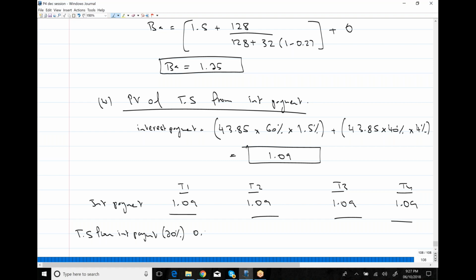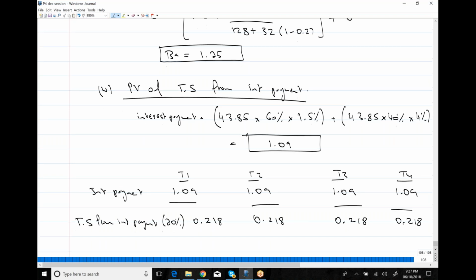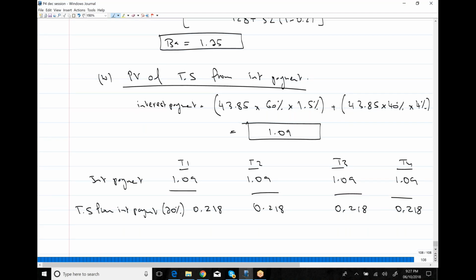This is 0.218. Okay, so this is your tax savings from interest payment, 0.218. But I don't need tax savings from interest payment. I need present value of tax savings from interest payment. I need present value, right?